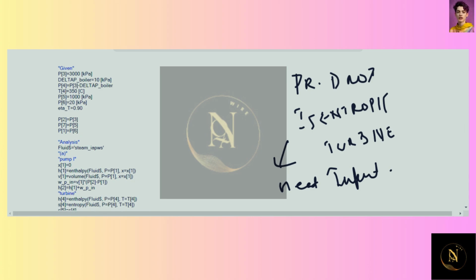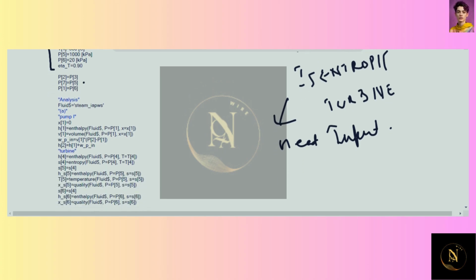So these are the given values that we have: P3, delta P boiler, P4, P5, P6, P2 is equal to P3, P7 is equal to P5, P1 is equal to P6. So when we are analyzing the steam, we have to write these formulas: x1 equal to 0, h1, that is the enthalpy. These are the values.